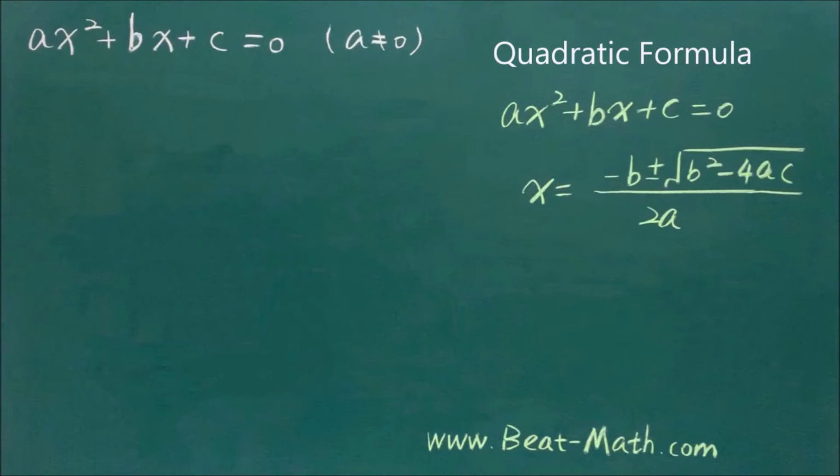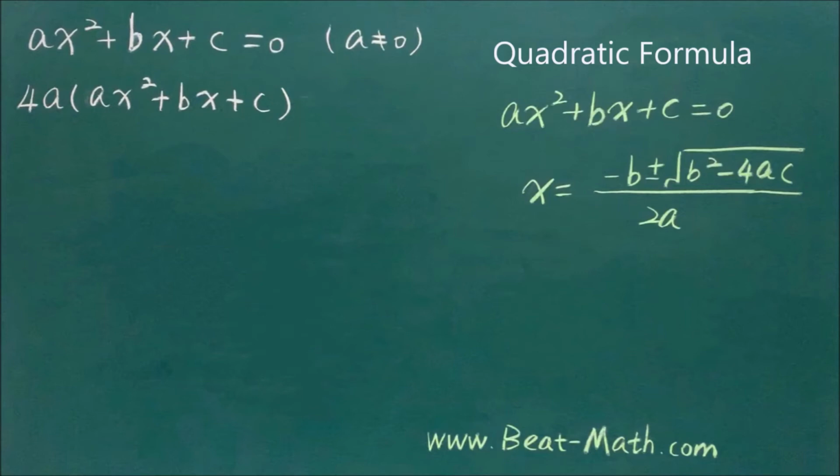First, let's multiply 4a on all the terms. 4a times (ax squared plus bx plus c) equals 0.